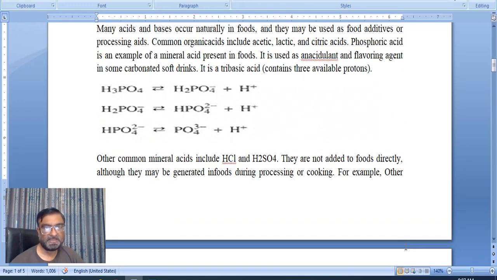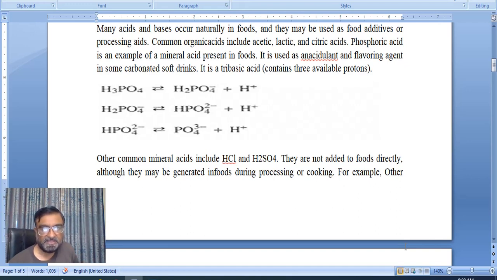Many acids and bases occur naturally in foods. As you know, there are organic acids, like acetic acid, lactic acid, citric acid, malic acid, adipic acid. But in food items, some inorganic acids can also be used. For example, in cola beverages we use phosphoric acid. This is an inorganic acid, also called a mineral acid. It is used as a good acidulant and flavoring agent, like in the cola beverages I mentioned, and some other soft drinks as well.